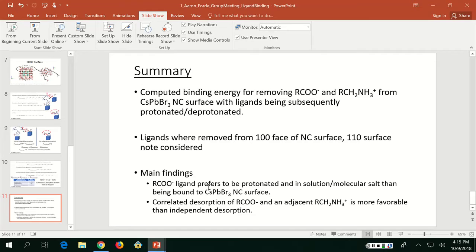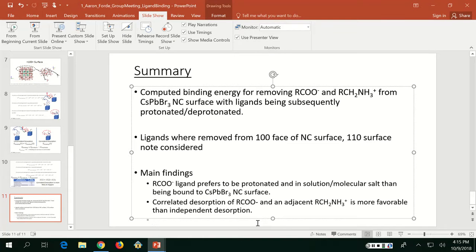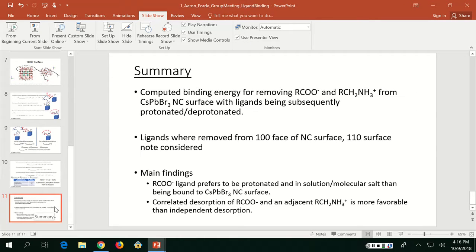And the main finding is that the acetate anion would rather be protonated, if it had the choice, than being stuck to the surface. So if it finds a proton from solution, it's going to desorb from the surface. And just due to the way these things are synthesized, there are adjacent protons pretty much everywhere on these crystals. So it's a very dynamic and unstable binding situation. And that was my last slide.